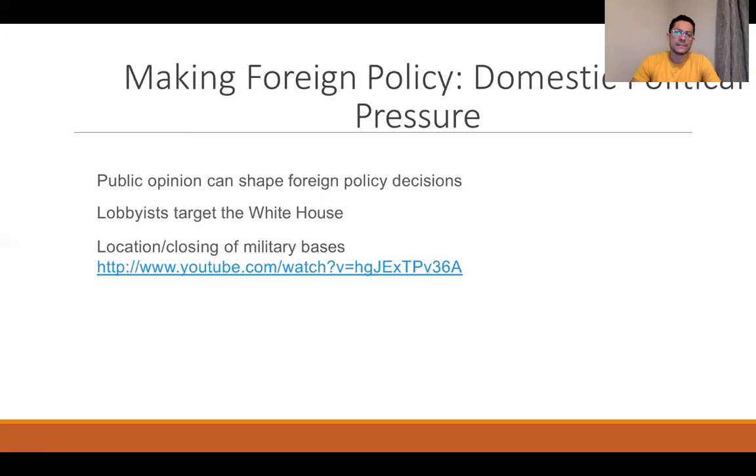And then finally, in terms of how domestic concerns can affect foreign policy, the United States has military bases all over the country. And a lot of them are known to actually be superfluous, excess, serving no strategic value. However, it is very difficult to close them because members of Congress that represent districts that have military bases on them can object to them closing.